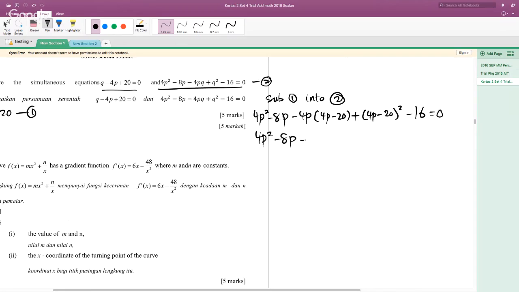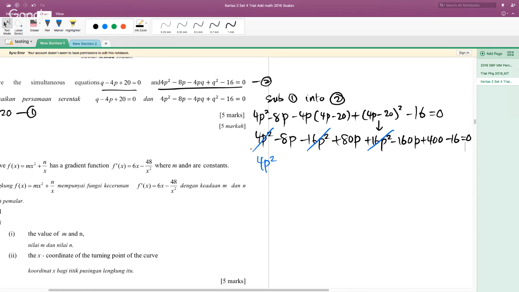4p multiply 4p is 16p squared, plus 80p. Then I expand this one: I get 16p squared minus 160p plus 400 minus 16 equals 0. Let's solve the p squared first. 16p squared and 16p squared, I simplify, and I'm left with 4p squared here. Done.